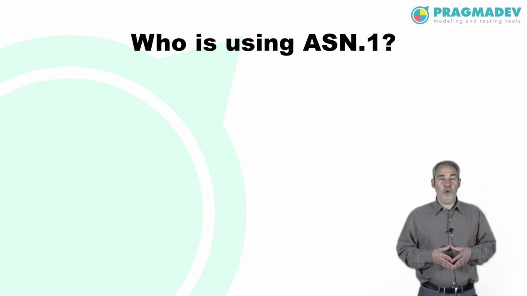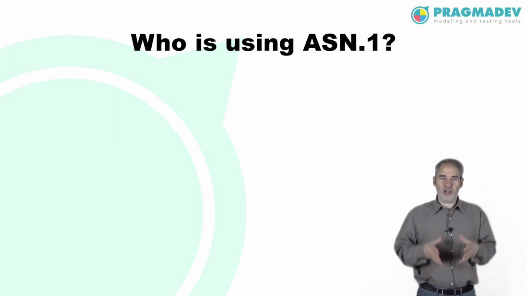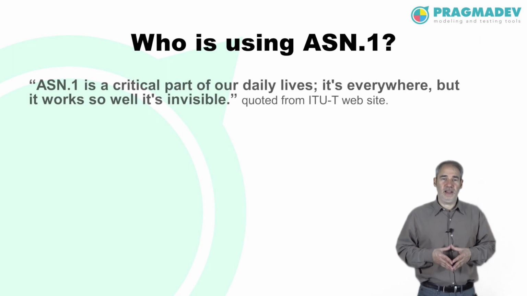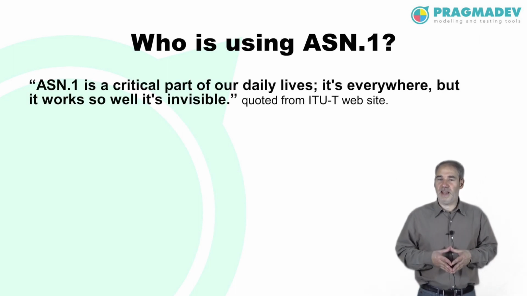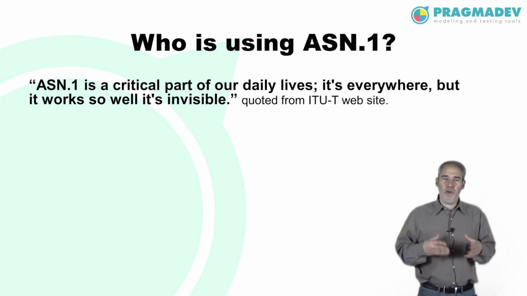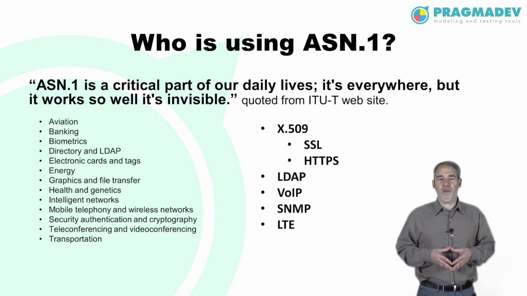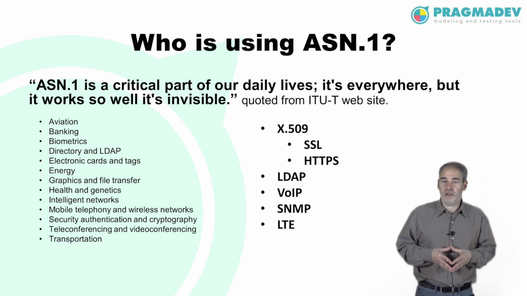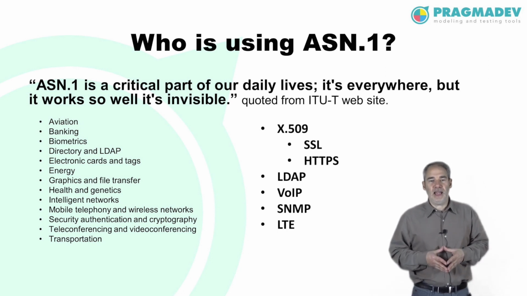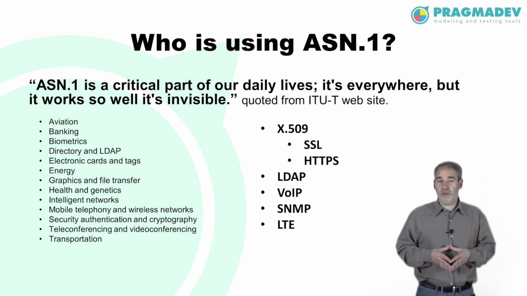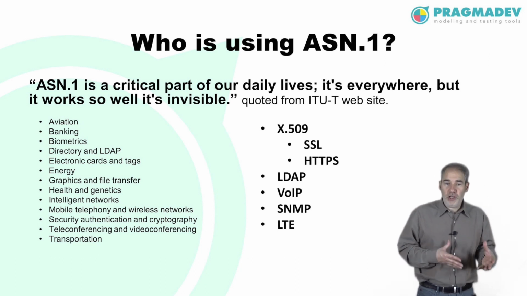Now you might wonder who is using ASN.1? Well, you are actually using it every day without knowing it. It's everywhere, but it works so well, it is invincible. Let me give you a few examples. X509, the standard that defines the format of public key certificates used in many internet protocols, such as SSL, the basis for HTTPS, LDAP, the lightweight directory access protocol, the voice over IP H323 protocol, SNMP, the simple network management protocol, the 3G and 4G mobile standards are all using ASN.1.